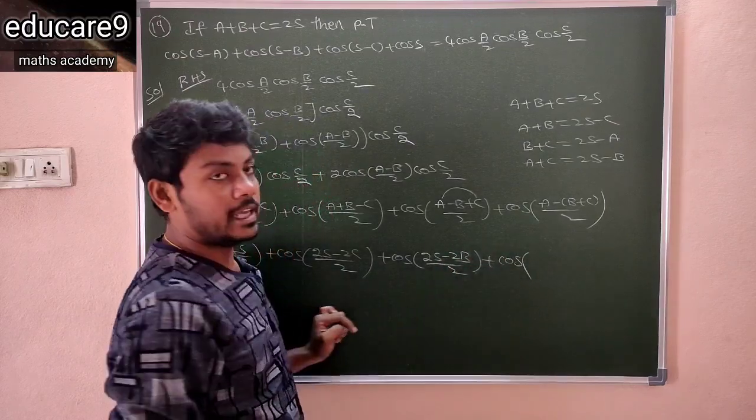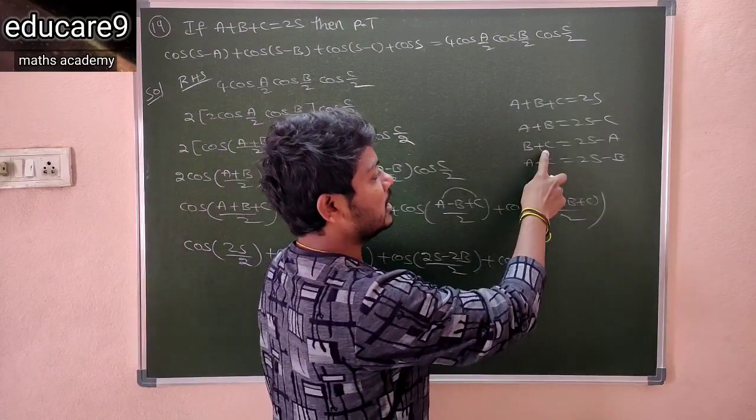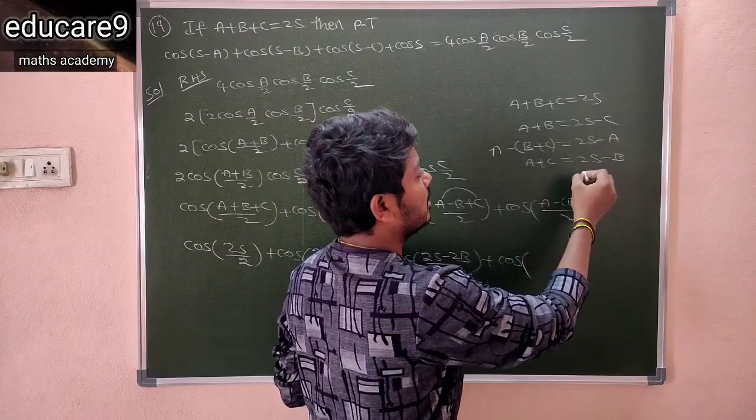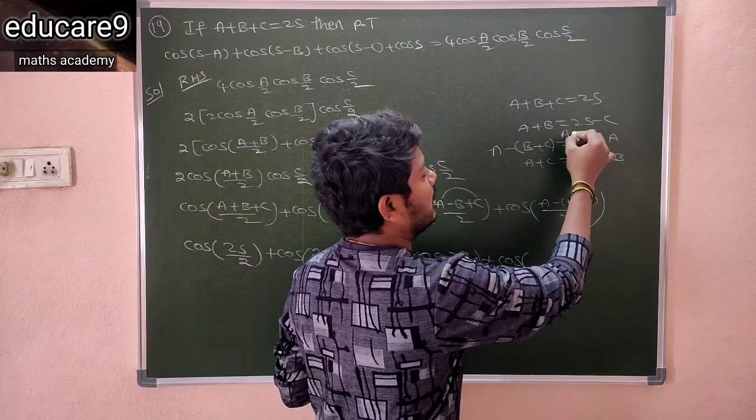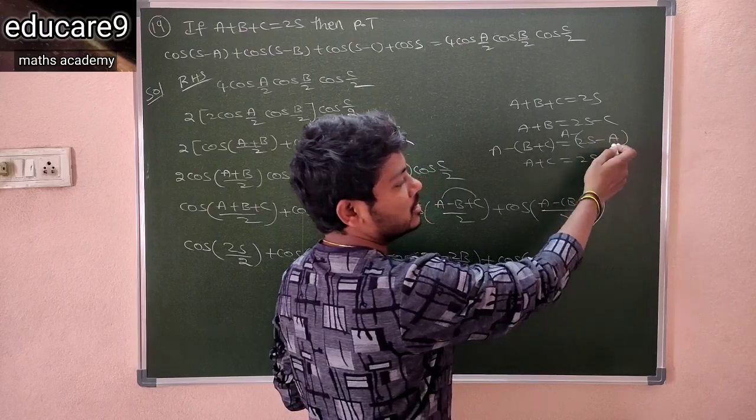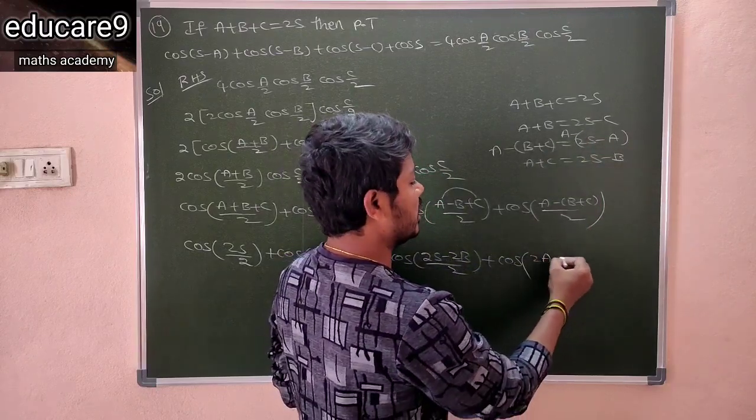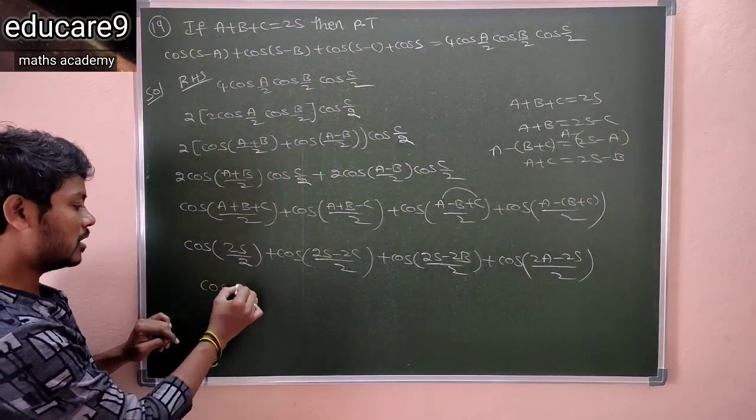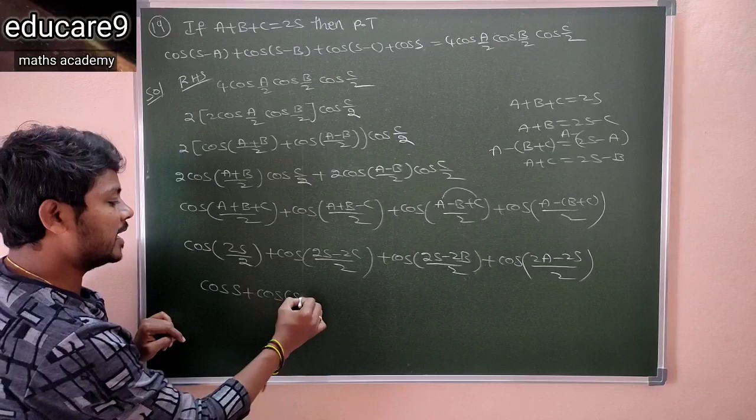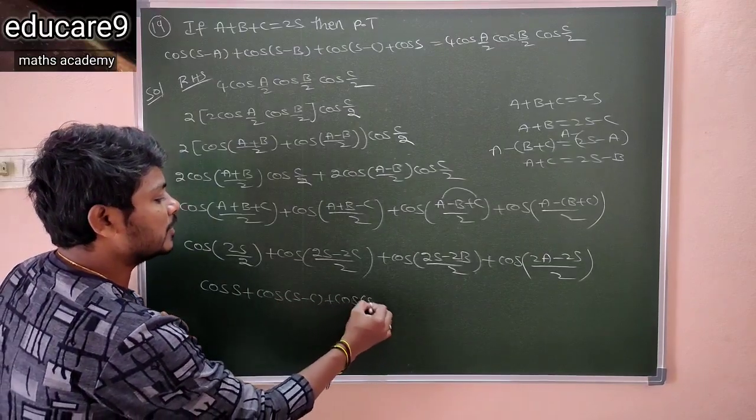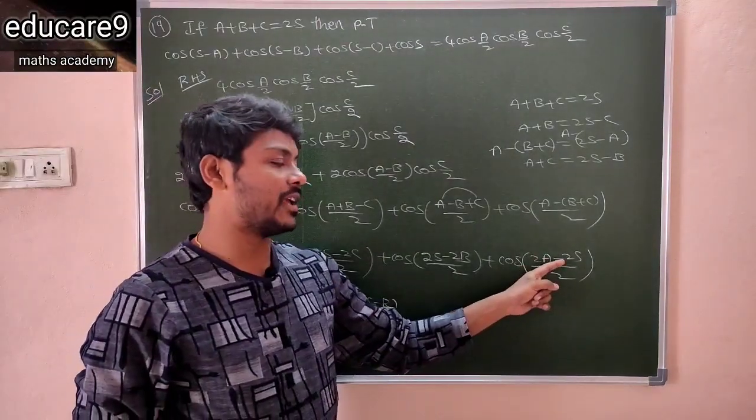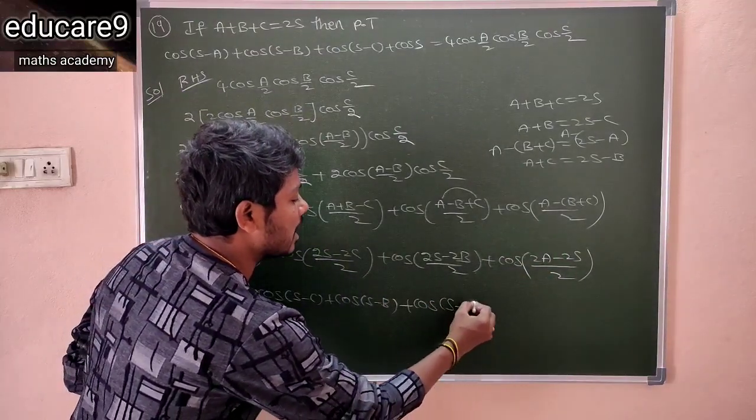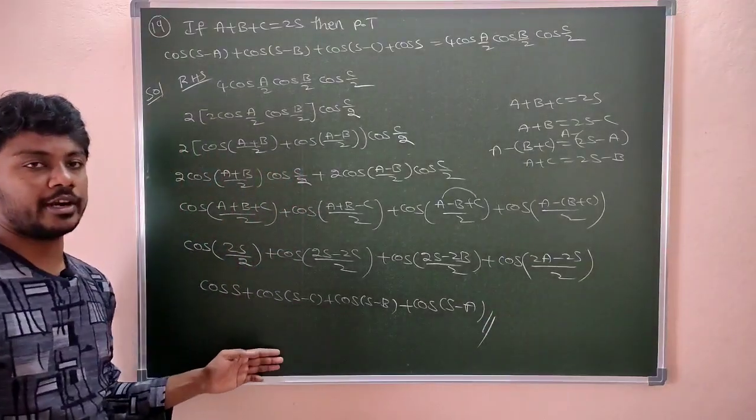Plus cos of a minus of b plus c. Here a minus of b plus c, here a minus of 2s minus a. So a plus a, 2a. So this is 2a minus 2s by 2. So how to write this one? Cos s plus cos s minus c plus cos s minus b. So this is what? Cos of a minus s, so this can be also written as cos of s minus a. So this is the required answer.